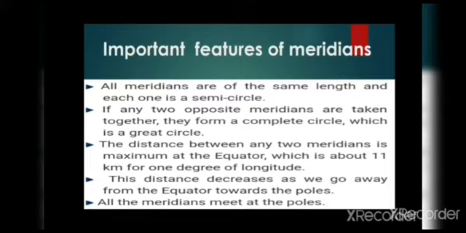So what do we know about the important features of meridians? All meridians are of the same length. The maximum distance between any two meridians is at the equator. The distance between any two meridians decreases as we move away from the equator toward the poles. Meridians cut the parallels at right angles, 90 degrees. Meridians are used to measure distance in the east-west direction.